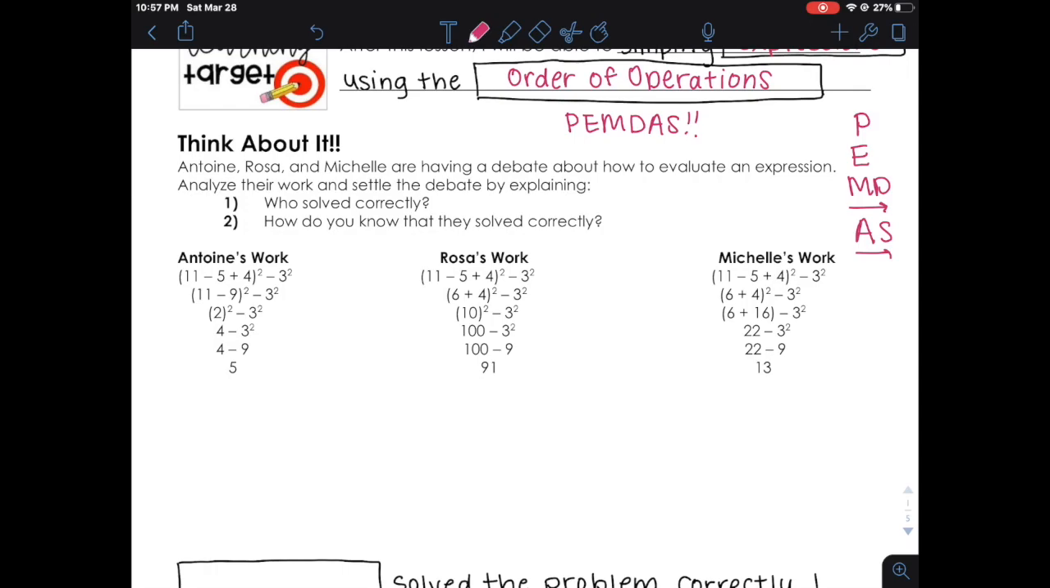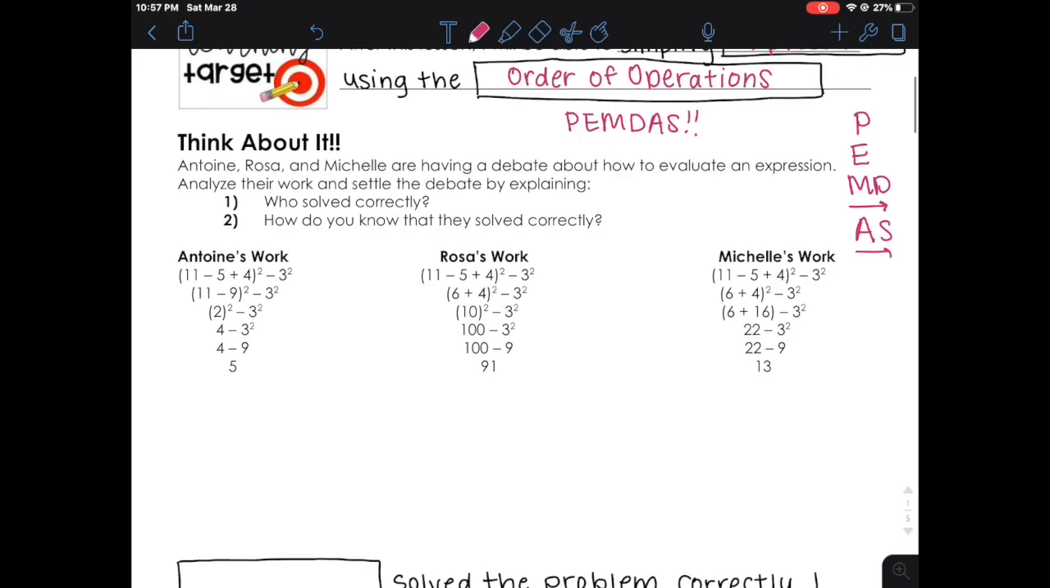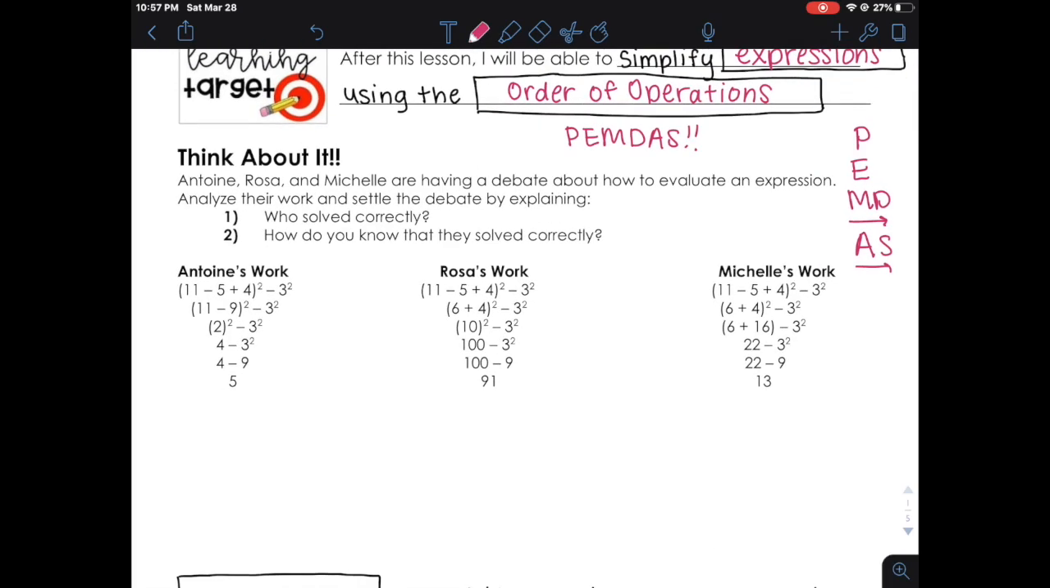So let's start with Antoine. He's got our original expression written correctly. The first step, if we're following PEMDAS, should be, well, yes, we do have parentheses. Once we're inside parentheses, PEMDAS kind of starts all over. So do we have any exponents inside? No. We have this one on the outside, but that applies to the whole set of parentheses. We have addition and subtraction here. Again, addition and subtraction are done in order from left to right. So we should be doing 11 minus 5 first and getting 6.